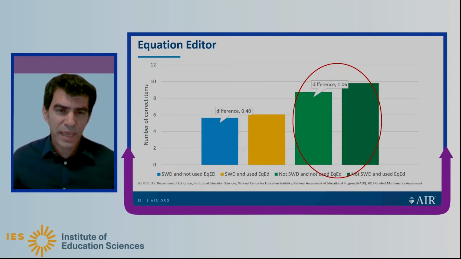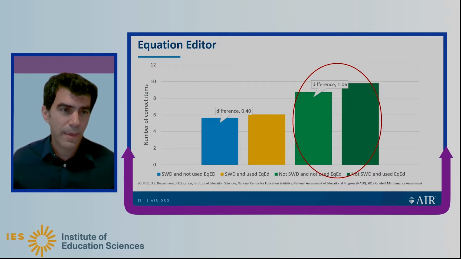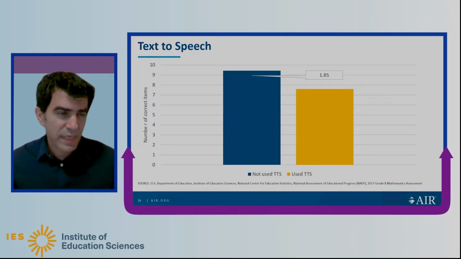And remember, in the extended time, there was more additional boost for students with disabilities. In this case, equation editor, we see an additional boost for students without disabilities who use the equation editor. And next, we're going to look at another universal design element, which is called text-to-speech.